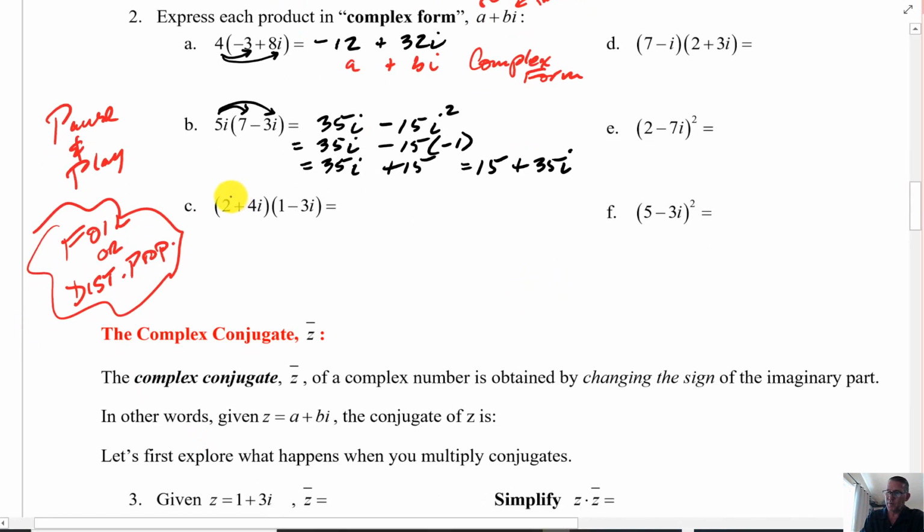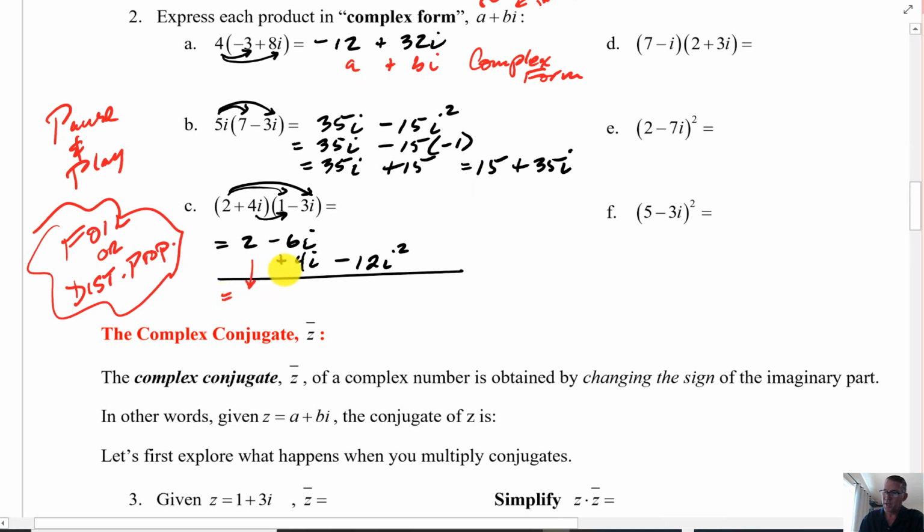So let's get started. We've got 2 times 1, which is 2. 2 times -3i, which is -6i. Multiplying through the 4i, we got 4i right here. 4i times 1 is 4i. And then 4i times -3i is -12i squared.